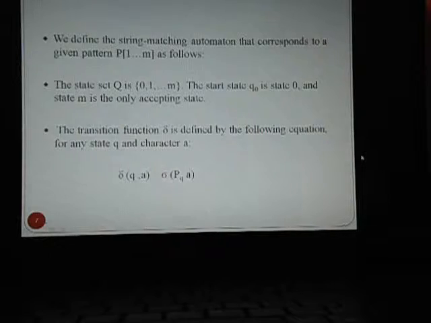We define the string matching automaton that corresponds to the given pattern P[1..m] as follows. The state set Q is 0 to m. The starting state is q0, which is state 0, and the state m is the accepting state, that is the final state. The transition function delta is defined by the following equation for the state q and the character a: delta of q comma a is equal to sigma of P_q a.